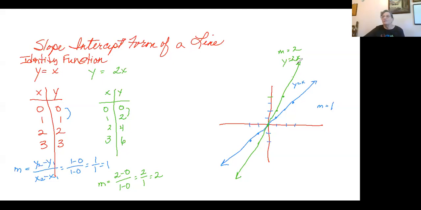That is the definition of the slope. The increase in y, it's the change in y divided by the change in the x values. So the coefficient of x is going to be your slope when the equation is solved for y.